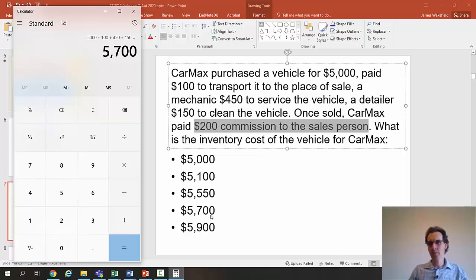So the correct answer in this case is 5,700, which is consistent with the definition of inventory cost that we looked at earlier. That is the cost of the item plus anything relevant to bring that item to a place of sale and a condition ready for sale, which in this case was completing a service on the vehicle and washing the vehicle.